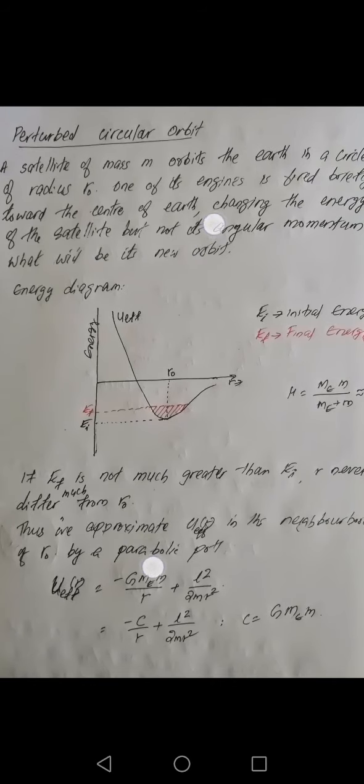Initially it was a circular orbit. What happens after firing the satellite, by changing its energy? Remember, not changing its angular momentum. Let us understand this problem. For that, I am first drawing the energy diagram. So the energy diagram is this one.